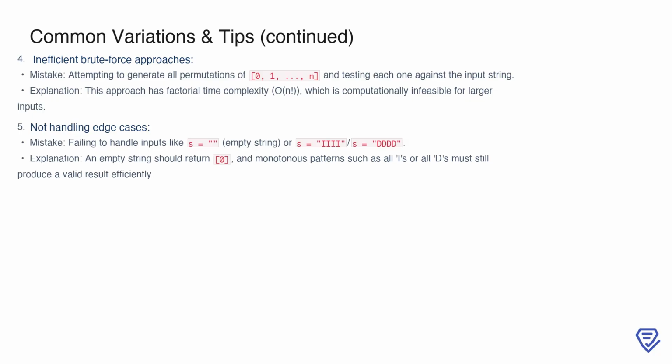Additionally, edge cases can trip up solutions that aren't thoroughly tested. For instance, if the input string is empty, the output should simply be 0. For strings like III or DDDD, which contain only I's or only D's, the solution must still generate a valid sequence efficiently. These edge cases highlight the importance of handling extreme scenarios gracefully and avoiding assumptions about the input structure.